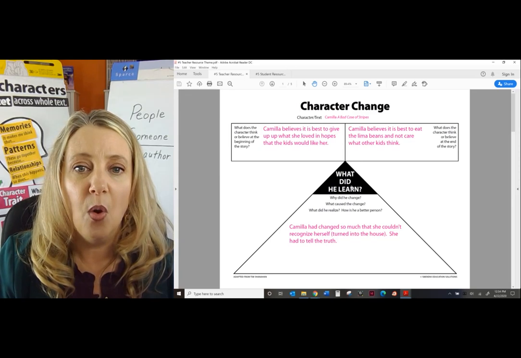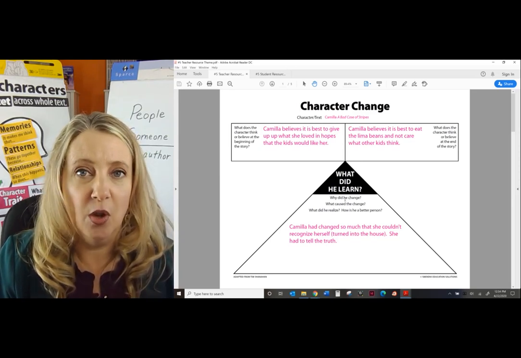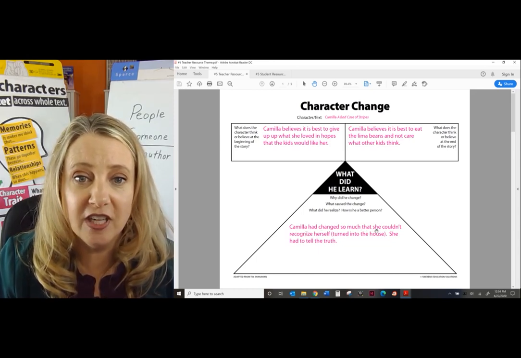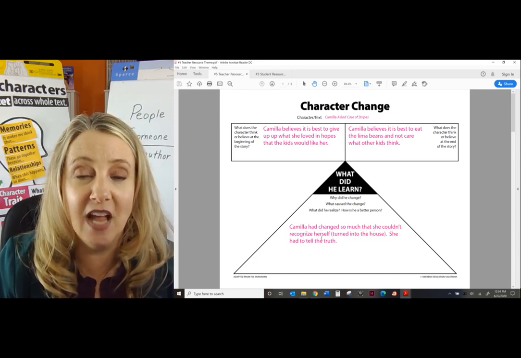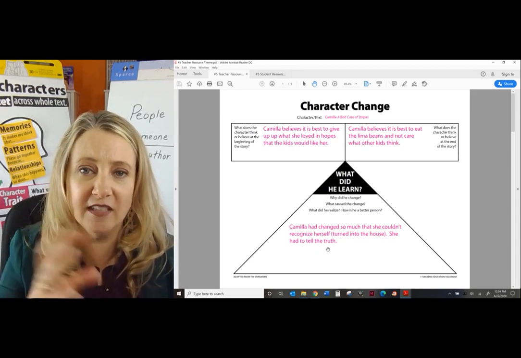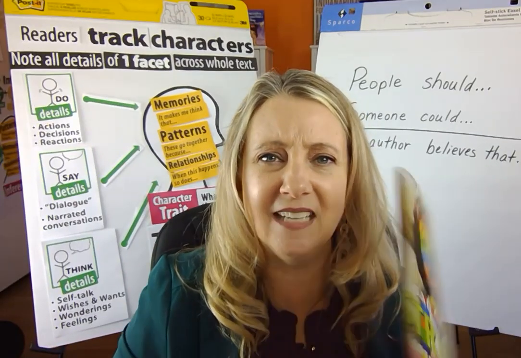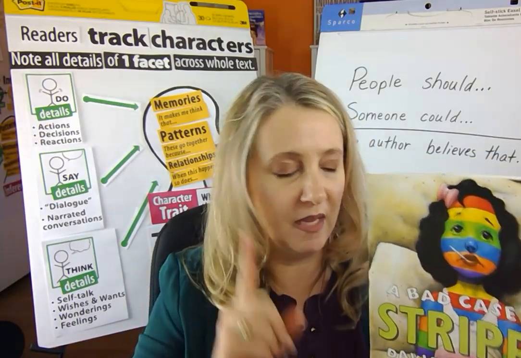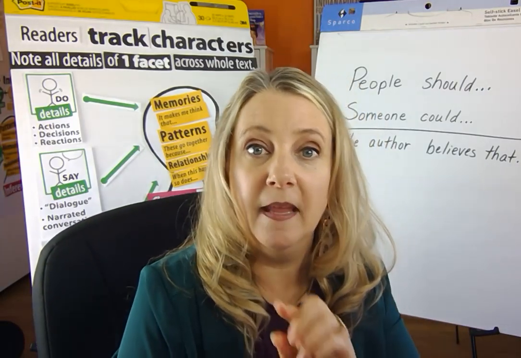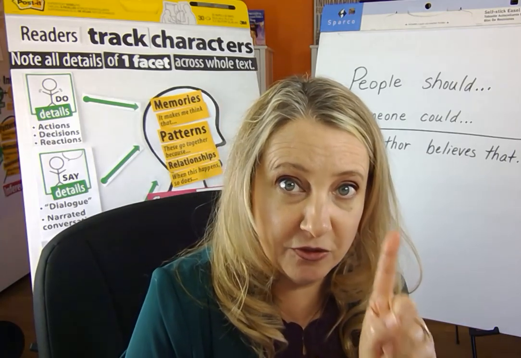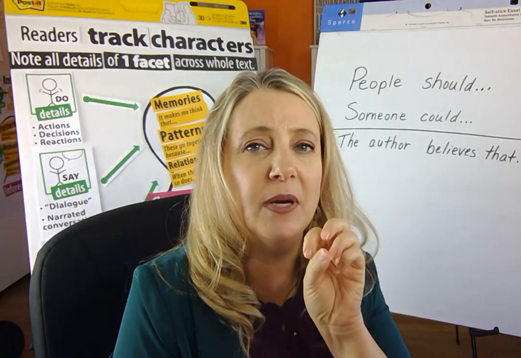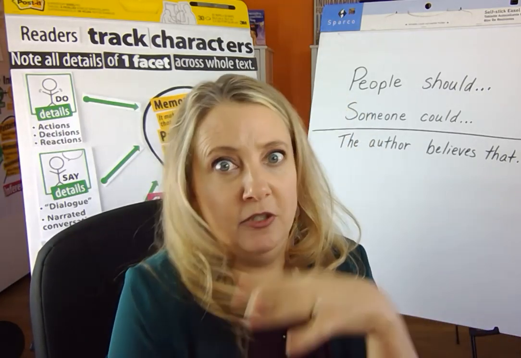Okay, so what caused that change? What did the character learn? Well, Camilla had changed so much that she couldn't even recognize herself. She had to tell the truth. That's what was really causing this change. Okay, so how's that going to help me figure out the theme? All right. So when we're doing theme, here's the secret. You can't bring up the character's name. You can't bring up the setting. And you really can't bring up the main problem, like the beans and the changing and all that.